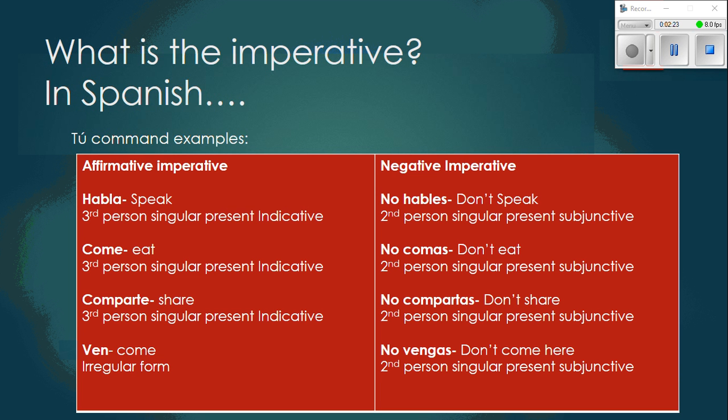What is imperative? Two common examples. Habla, come, comparte, and the irregular form ven from venir. In those, habla, come, comparte, you use the third person singular of the present indicative. And in the negative, you use the second person singular of the present subjunctive. No hables, no comas, no compartas, no vengas.